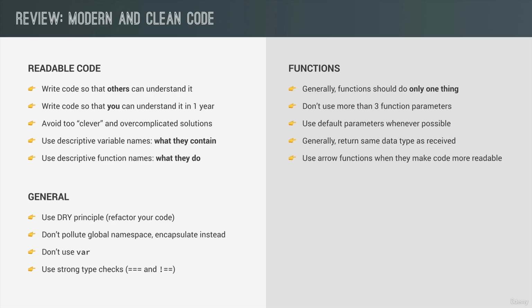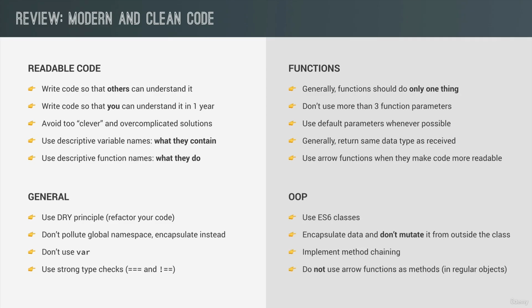And now after functions, our next topic is object-oriented programming. In my opinion, in order to implement OOP in JavaScript, you should now use ES6 classes. And that's also what I did after our OOP section, right? Now, when designing your classes, make sure that you encapsulate any data that shouldn't be accessible from the outside so that you don't mutate that data from outside the class.